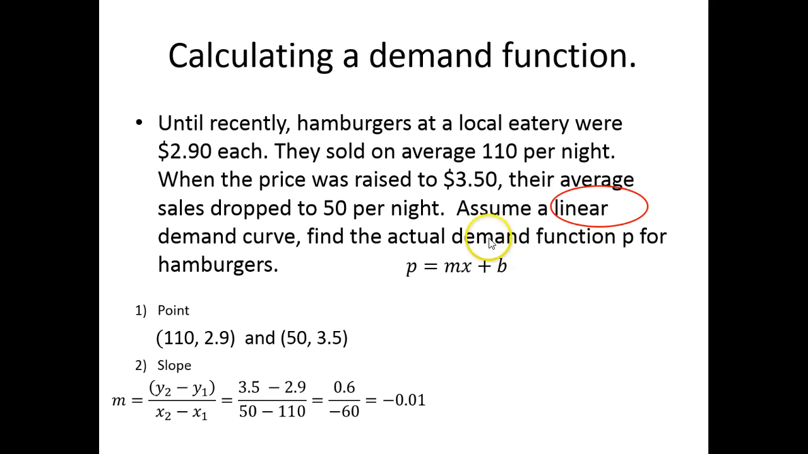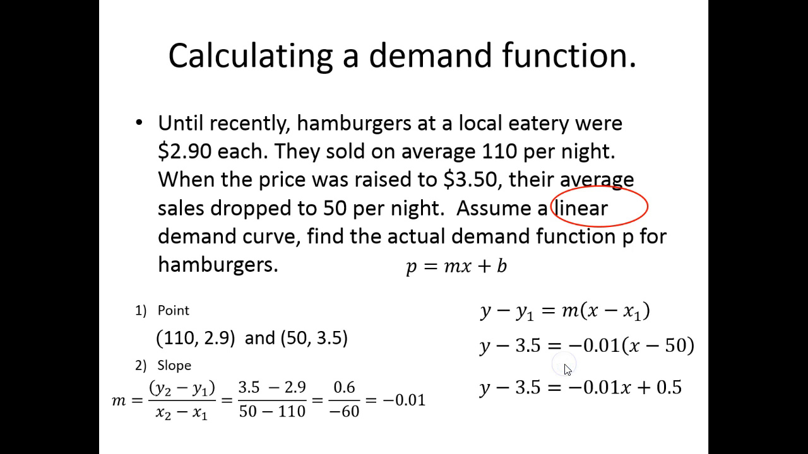Now, we need to find an equation for a line. We don't have the y-intercept because we'll notice neither one of our inputs are 0. So we're going to plug into our point slope formula. Y minus y1 equals m times x minus x1. It doesn't matter which point we're going to use, so let's pick the 50, 3.5. We get y minus 3.5 is negative 0.01 times x minus 50. We're going to solve for y, and in the end we're going to replace y with p. So our price function, our demand function, p equals negative 0.01x plus 4.